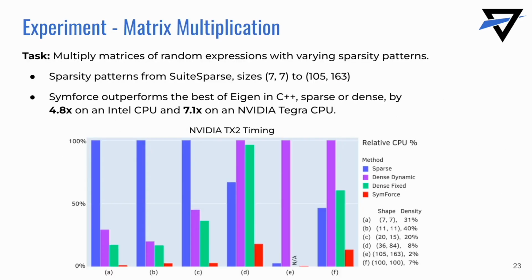We profile this task for a range of matrix sizes and sparsity patterns from the SuiteSparse collection. SymForce outperforms the best of Eigen in C++, sparse or dense, by 4.8x on an Intel CPU and 7.1x on an NVIDIA Tegra CPU.